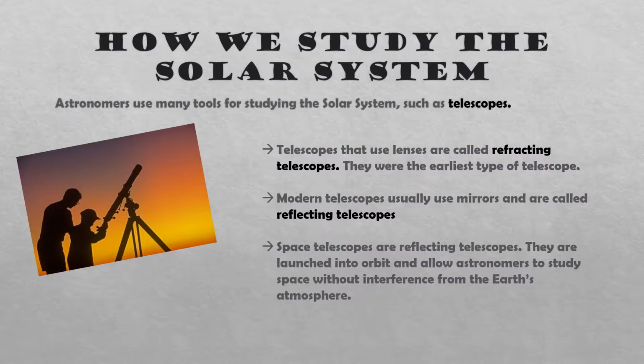How we study the solar system. Astronomers use many tools for studying the solar system, such as telescopes. Telescopes that use lenses are called refracting telescopes. They were the earliest type of telescope.